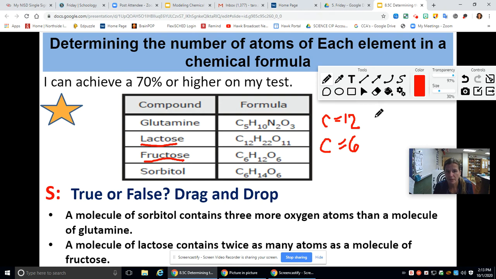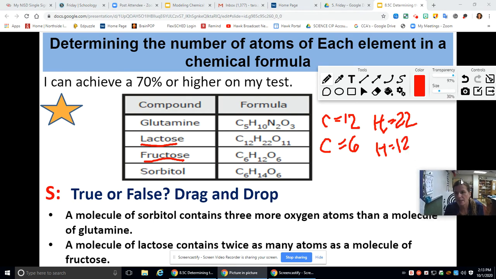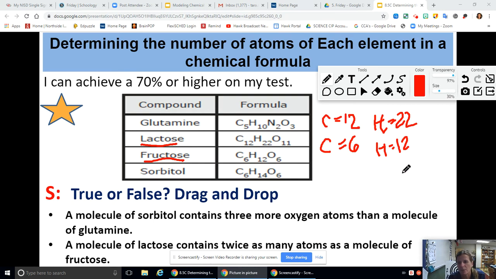If you look at lactose, for your hydrogens, you have 22. And if we compare our hydrogen atoms with fructose, you have 12. So we can see that that is not double, because 12 plus 12 is 24, so right away we do not have double the amount of hydrogen atoms. So we could just say that's false.